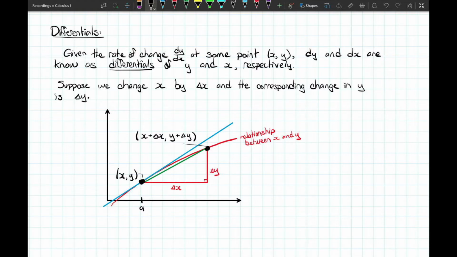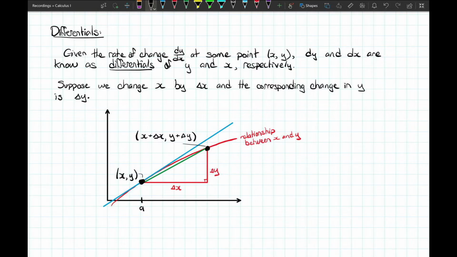When we're using the limit definition of the derivative, we're trying to find the slope between 2 points that are getting infinitely close, which gives us infinitesimally small rise and run. So that's where you can think of a differential. Now, suppose that we change x by a small amount, and then the corresponding change in y would be delta y. Here I've got some sort of relationship, this red curve. It's a relationship between x and y. It might be in the form of an equation. It might be a function.